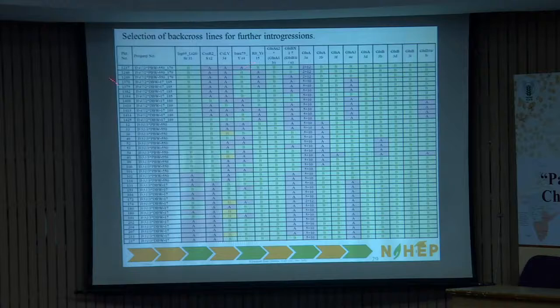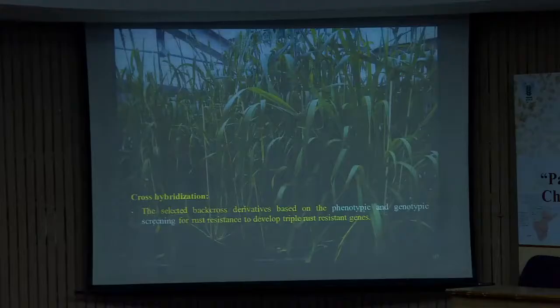So once you make the background selection of these genes, you will prepare the panel like this. The first rust line which you developed was for YR47, and in the background we have 3-4 more genes. SR2 is there, YR34 is there, and YR4 is there. This kind of lines you will use for a large scale crossing program.